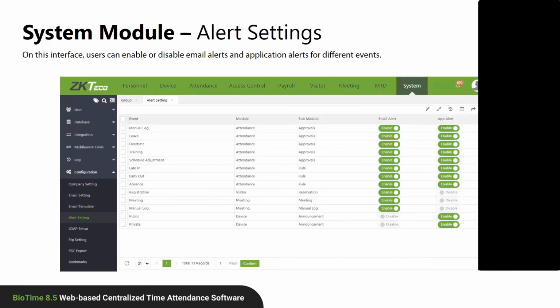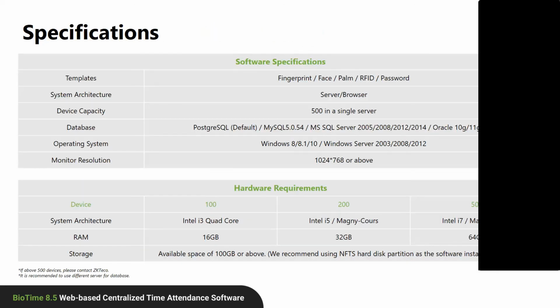And this is the template settings. So coming to the specifications of BioTime software, the server specifications. You can see here the system architecture: it is a server-browser architecture and supports a maximum of 500 devices in a single server. The databases supported are Oracle, MySQL, MS SQL, and Postgres is the default one. The operating systems supported start from Windows 8 up to the latest versions like Windows Server 2016. And for each, the hardware requirements are mentioned here for 100, 200, and 500 devices.